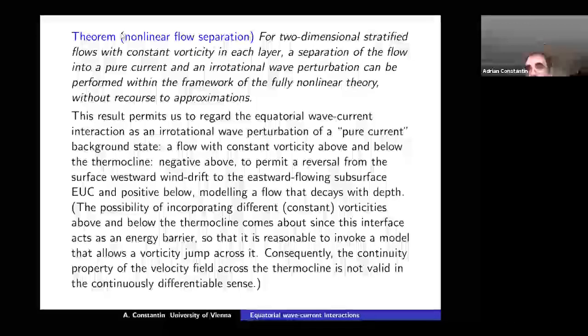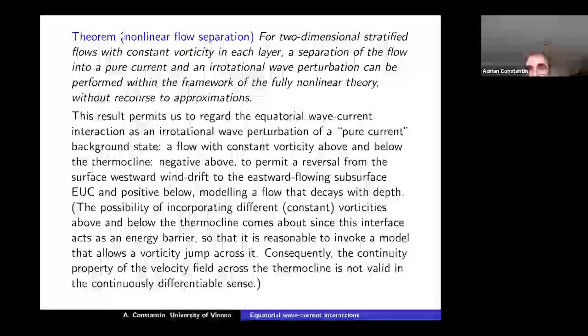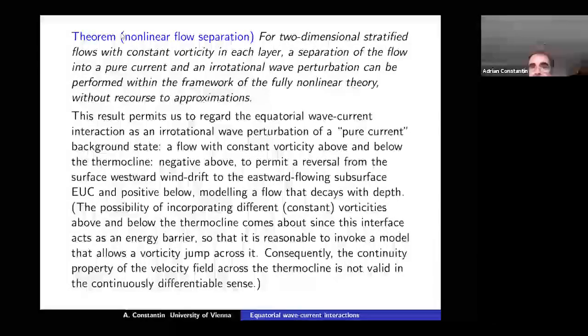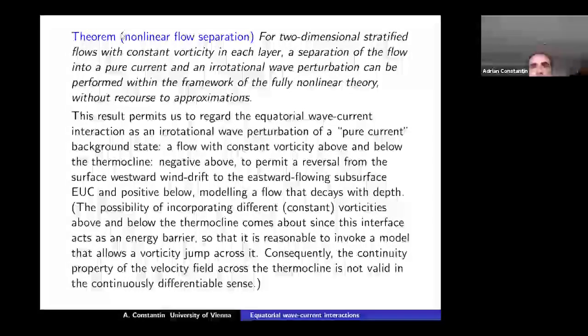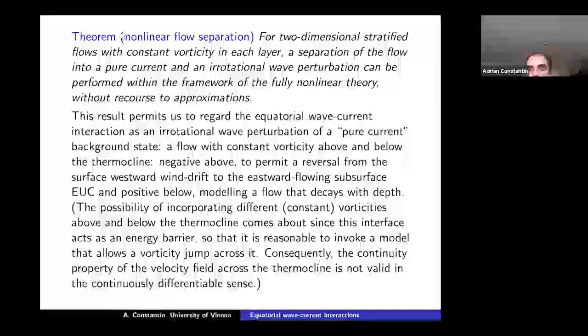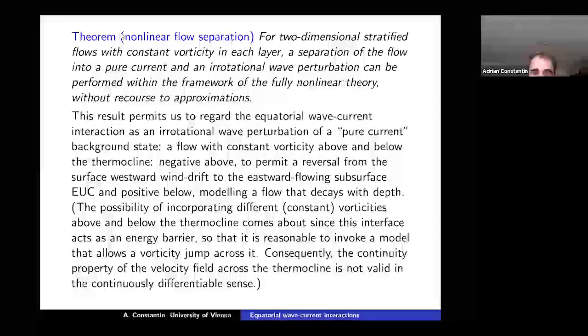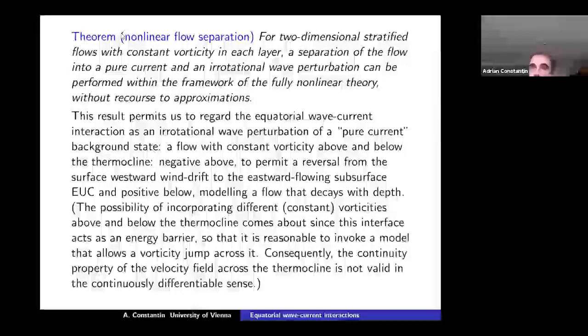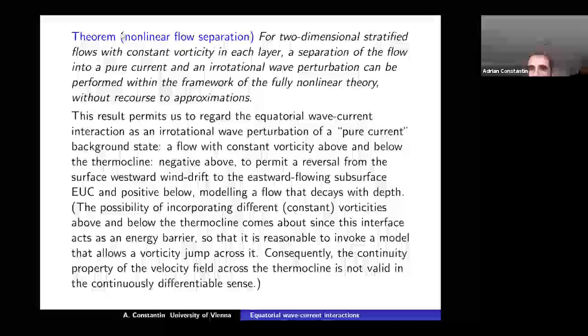And the advantage of constant vorticity is this nonlinear flow separation: whenever you have constant vorticity, even in this two-layer setting, you can take the average, which defines the current, and then you have an irrotational wave perturbation on top. And this is without approximations. This is just because it's constant vorticity, and you can split.